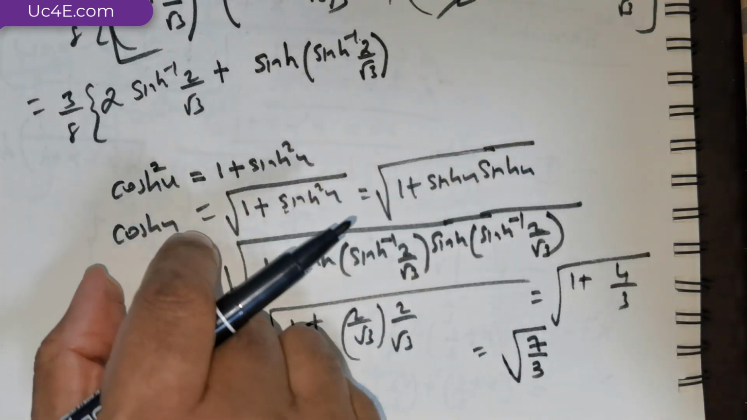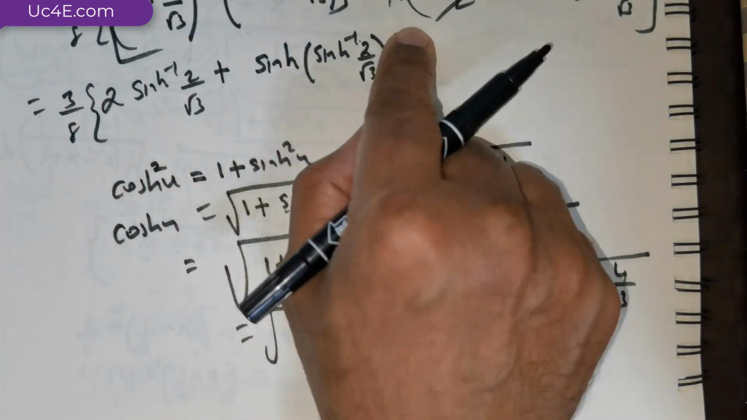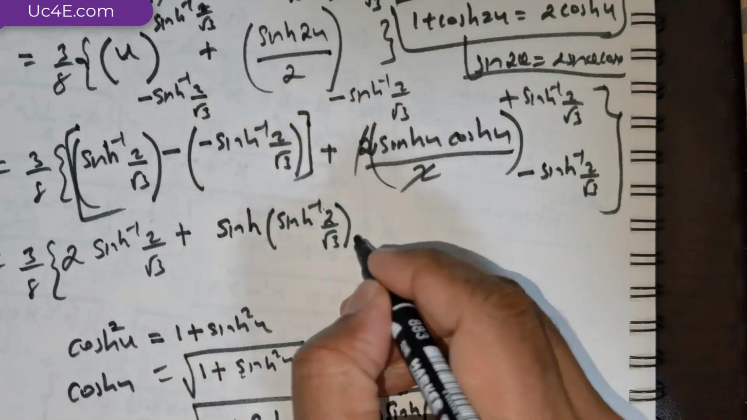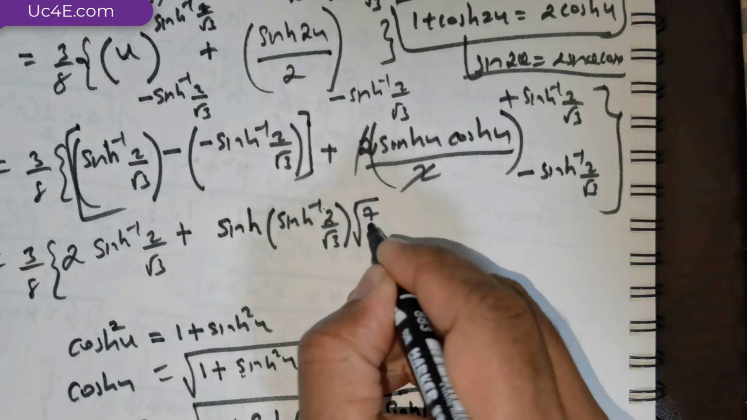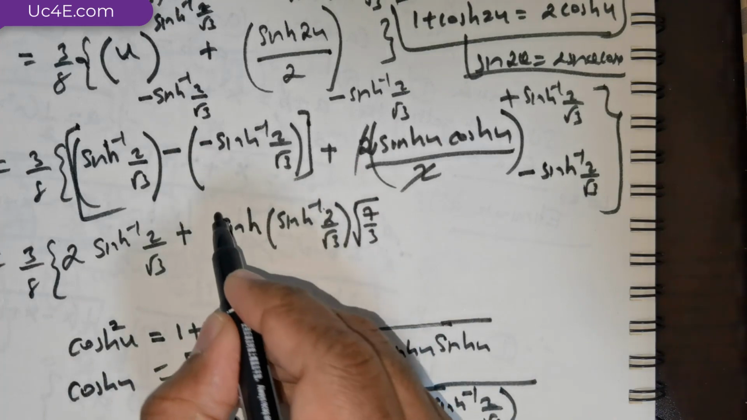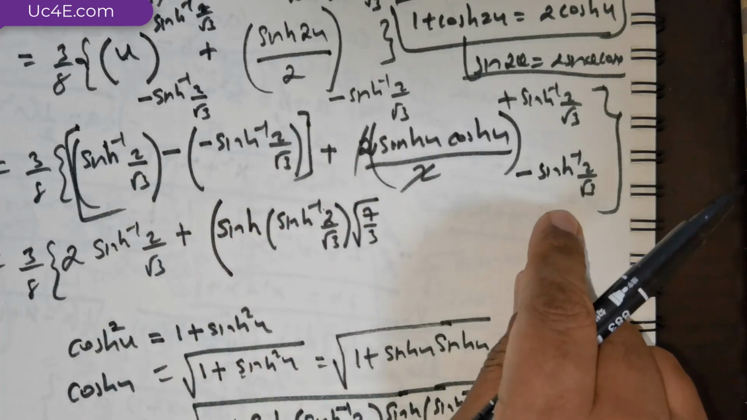And I can take this value and place it over here, because this is cos u. Cos u is root of 7 over 3. So just place that root of 7 over 3. So this is for the upper limit. Now let me place parenthesis here, because it's upper limit minus lower limit.